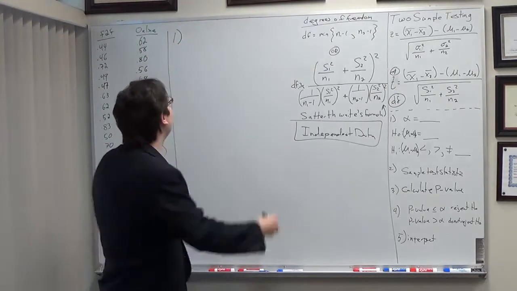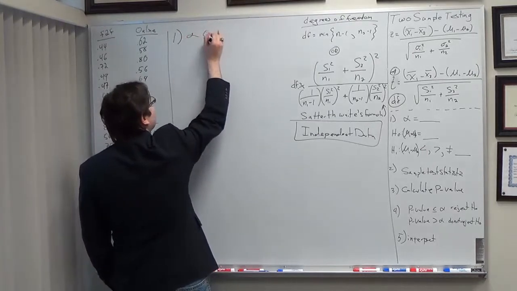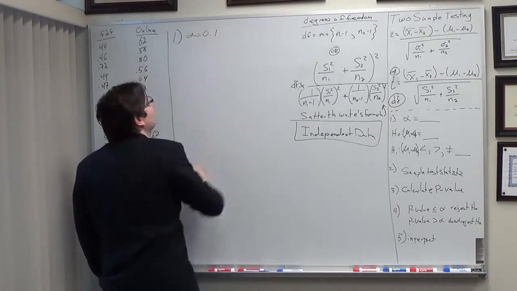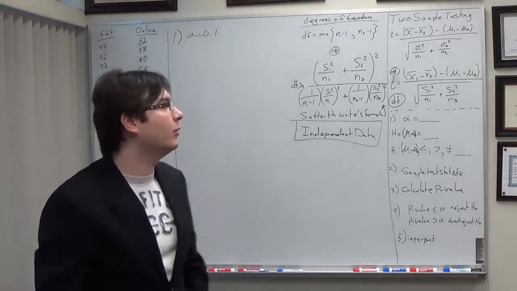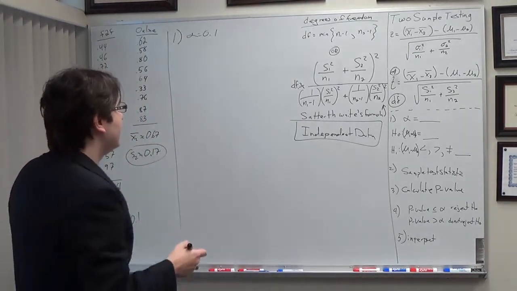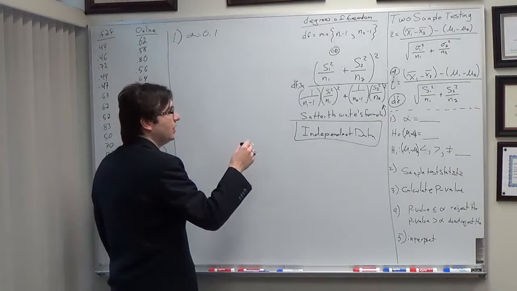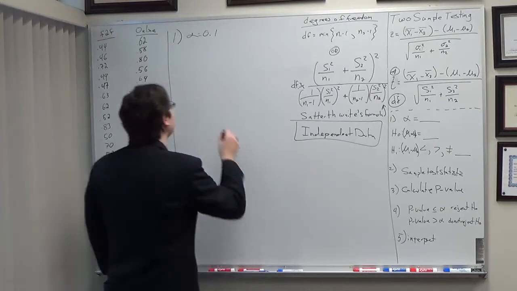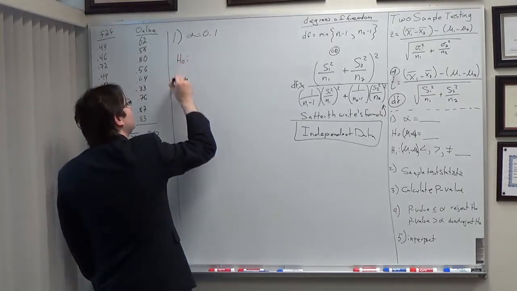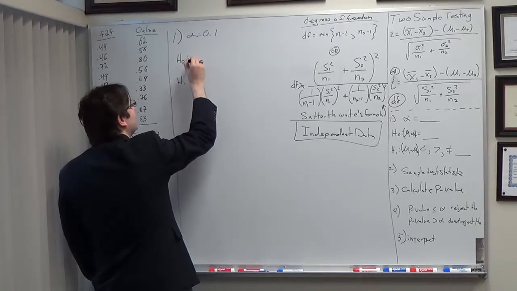So first of all, alpha was 0.01. Excuse me, alpha was equal to, not 0.01, 0.1. 10%, not 1%. And then sigma is unknown. So we're going to go with this t-test. We have to talk about the null hypothesis and the alternative hypothesis.